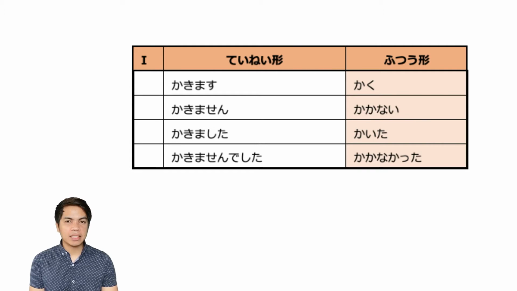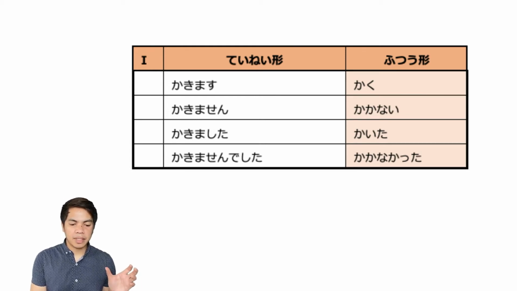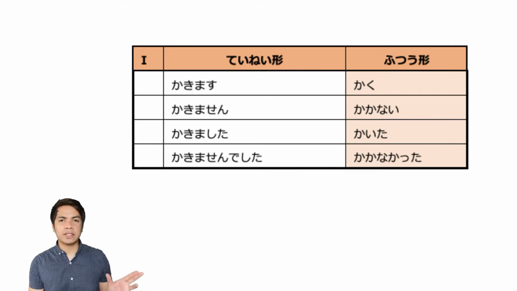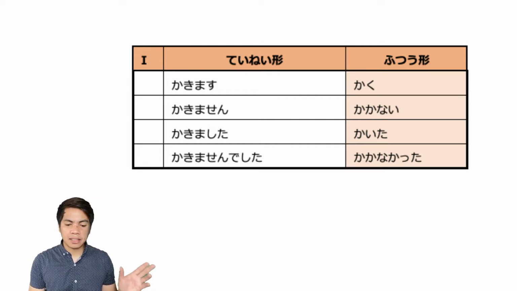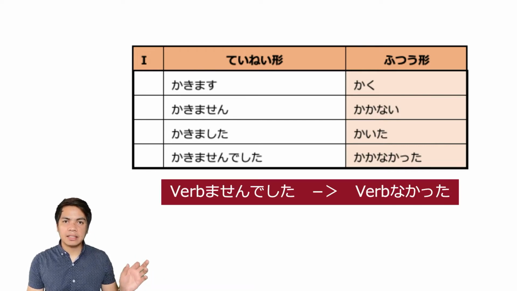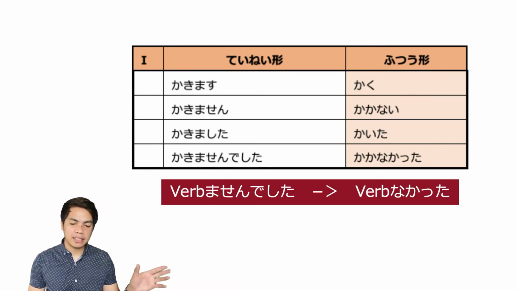Next line, kakimasen deshita. Kakimasen is the negative plus deshita, so negative past tense of the verb kakimasu. To form the plain style of masen deshita, first start from masen. The plain style of masen is nai. Now the nai ends in i, so remove i and add katta to make it past tense. Kakanakatta.